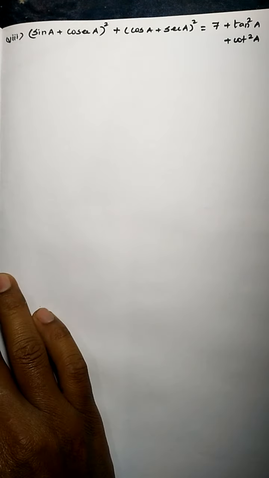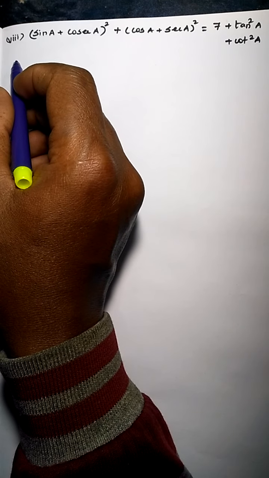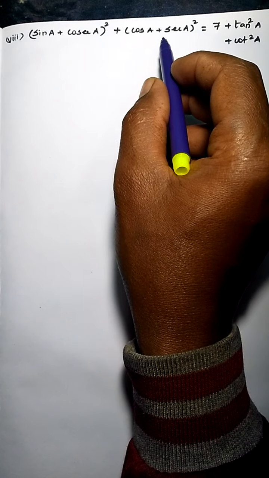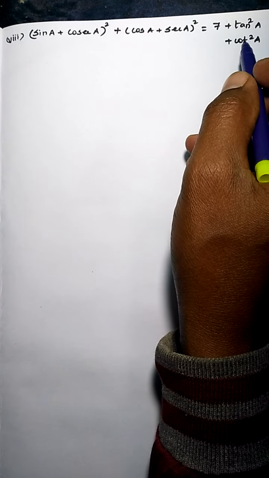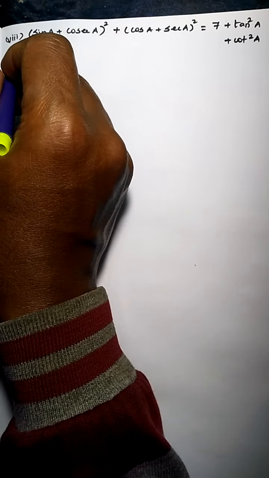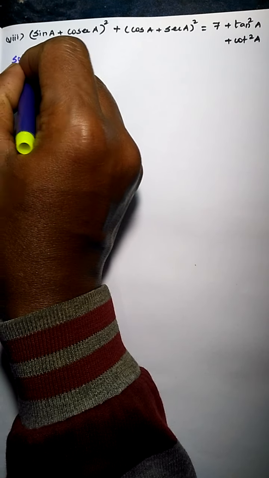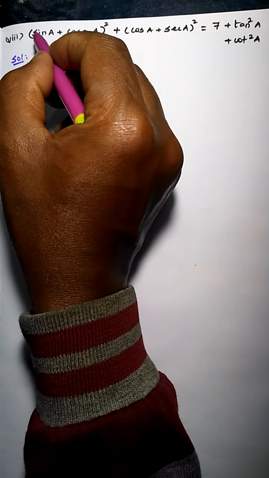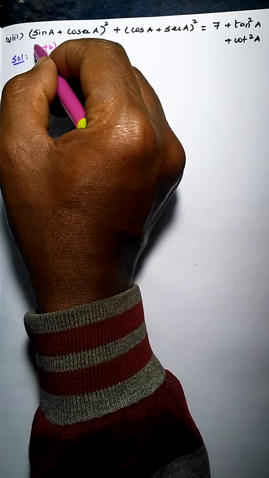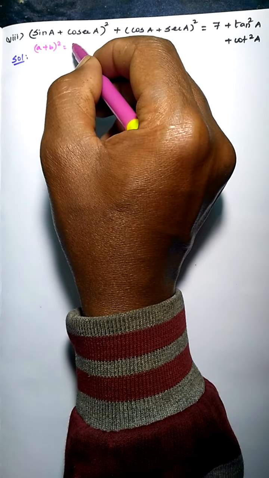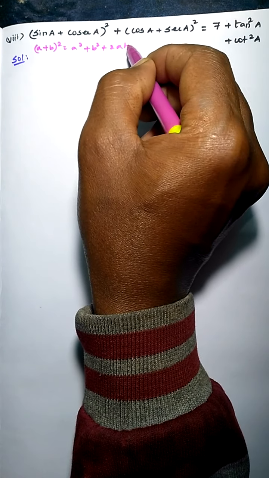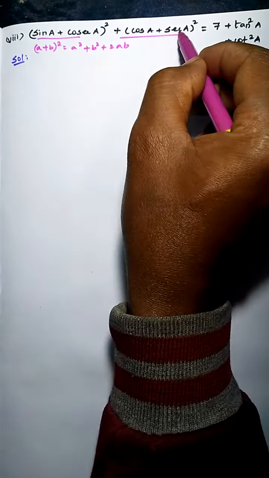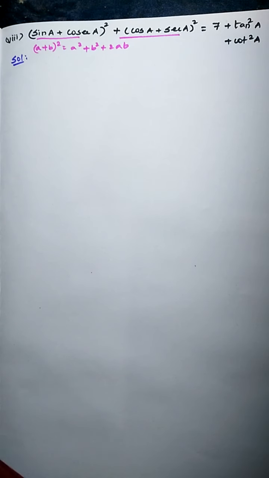Let's move to option number 8. So here we have (sin A plus cosecant A) whole square plus (cos A plus secant A) whole square equal to, we have to prove, 7 plus tan square A plus cot square A. So here we can apply one identity, the (A plus B) whole square formula. We know the (A plus B) whole square formula: A square plus B square plus 2AB. Here and here, in both places we can use the same identity.